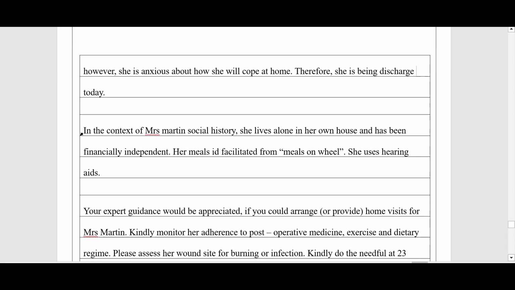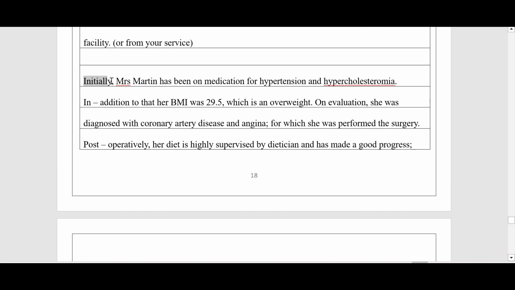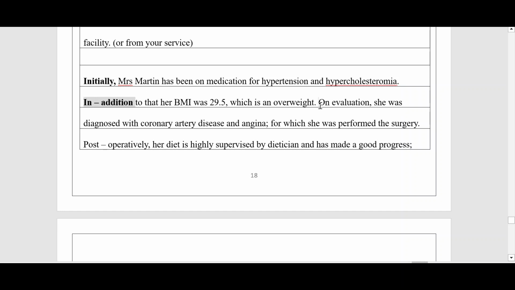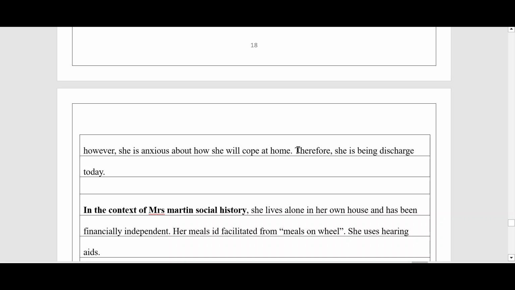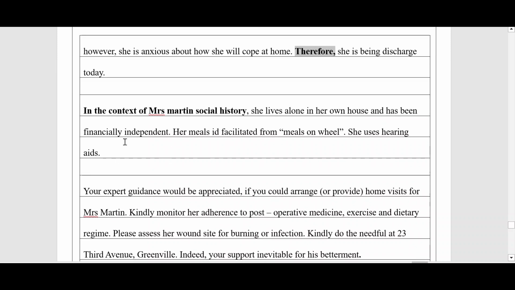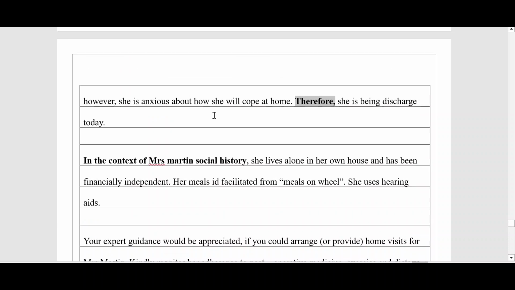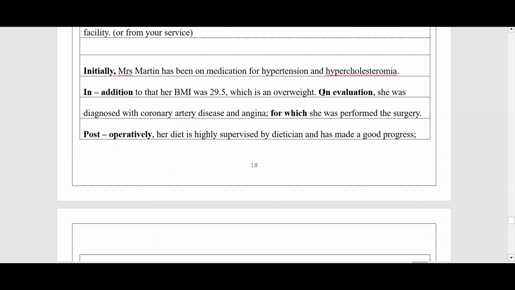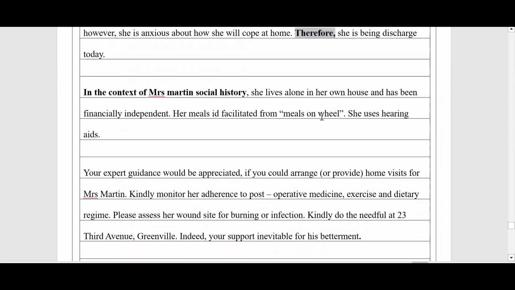Then in the context, again these are capital letters, right? These are repeated ones: initially, on evaluation, and then postoperatively, and make a sentence for each. And therefore, before "therefore she is being discharged," you should tell how her condition is, then only you can write these things. These connection words, here no need to use much. Medically or beginning only is needed, but in the medical history you need to use each sentence with that template. Each sentence should have a template and a context.